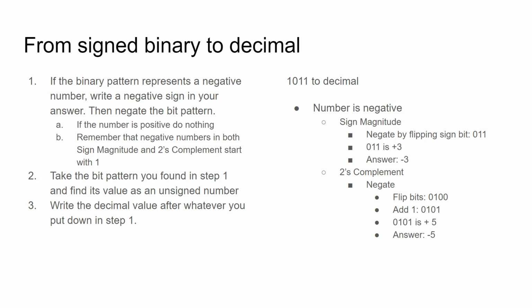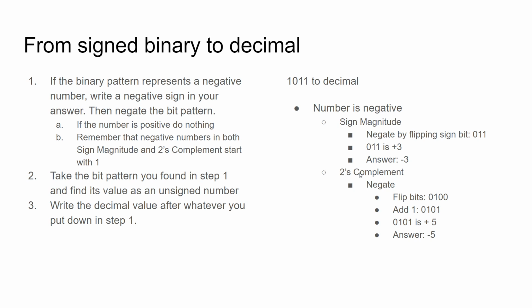Find the value's unsigned number, and write the decimal value after whatever you put down in step 1. So let's say we want to convert 1011 to decimal, and we want to interpret this as, say, a negative number. So the first thing we have to do is negate it. If we're negating it in sign magnitude, what do we do? Flip the first bit. So this bit becomes 0, and you're going to end up with 011. 011 is 3, but our original number was negative, so the right answer is negative 3.